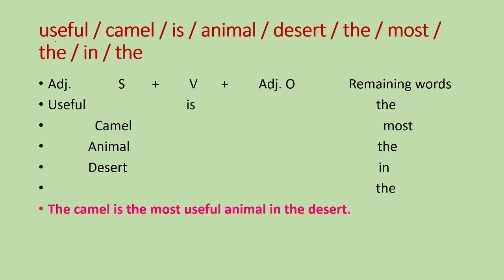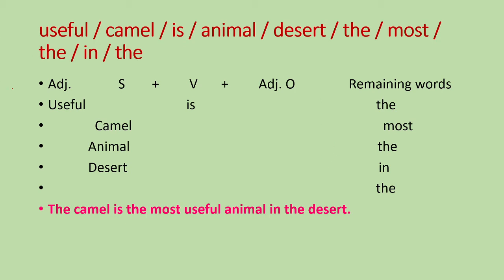So again, let's write these words in our equation. Useful is an adjective. So below adjective, we have written useful. Then camel, it will be subject or it will be object, so we'll be writing it under the first S. Is will come under verb. Animal, again, it can be subject or object. Then desert, again, under subject. Then the, most, the, and in, all these words under remaining words.